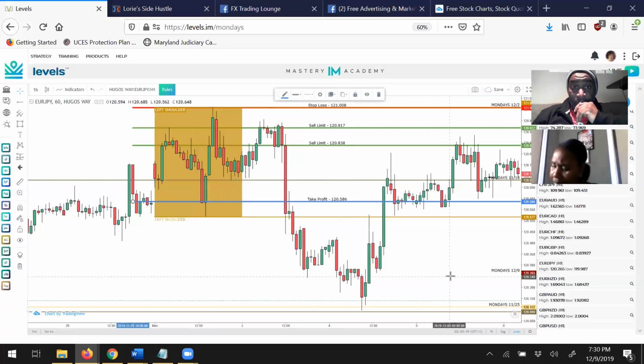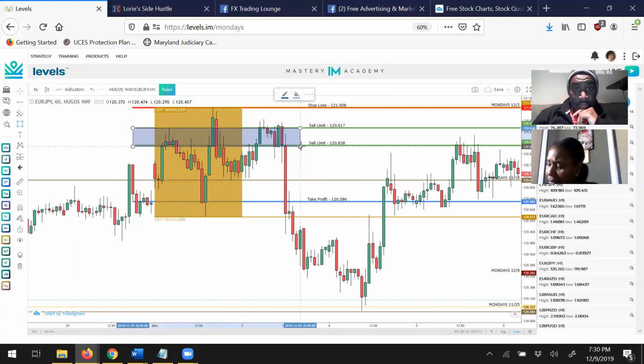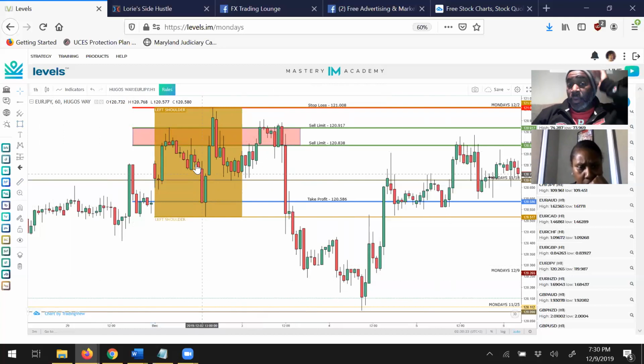And that's it. Now, a lot of times what I'll do is I'll go over here and grab that box, the rectangle, and I will shade it red. That way I know that this is a cell.